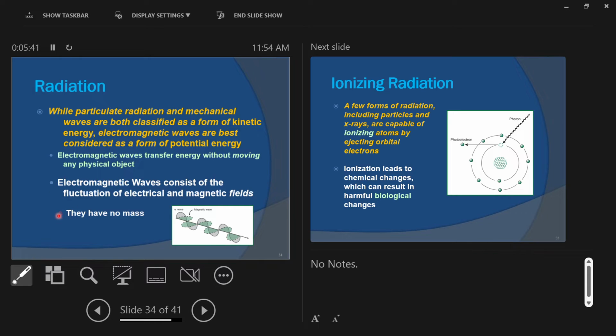Importantly, right now, they're massless. It's not a thing moving through space. It is a wave in the electric and magnetic field. So there is something between you and me. It's the electric and magnetic field.